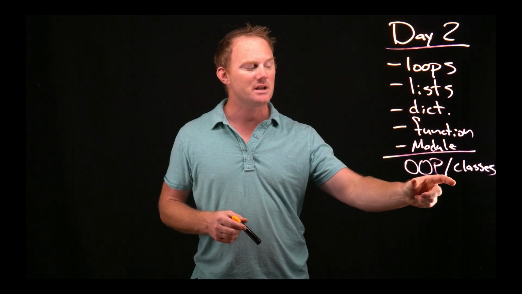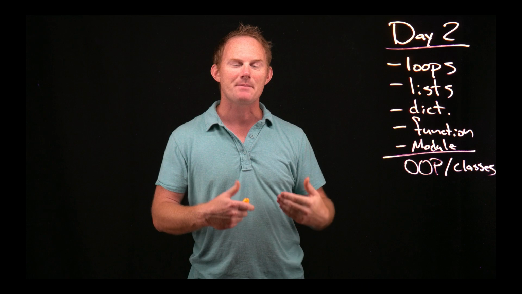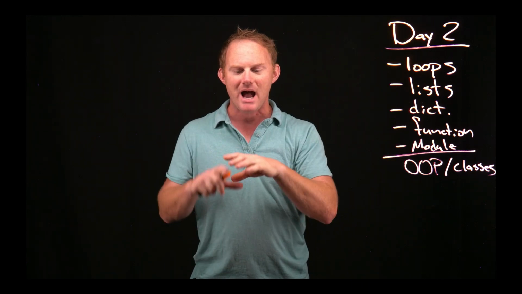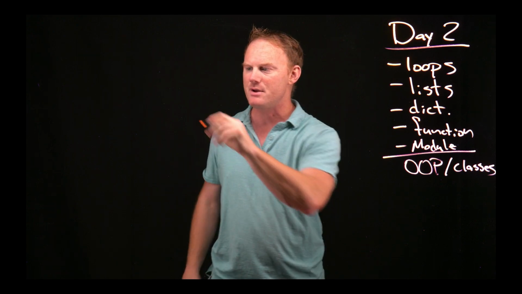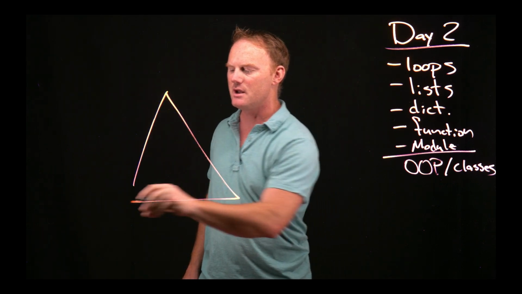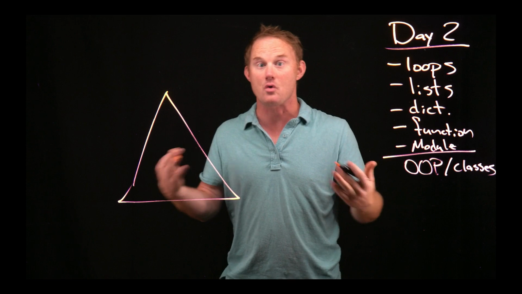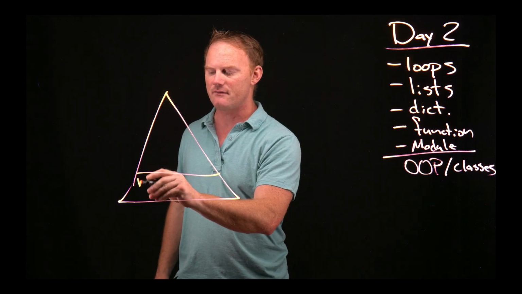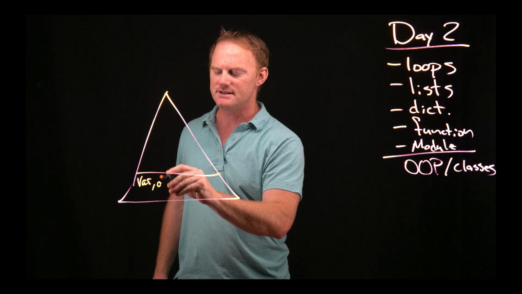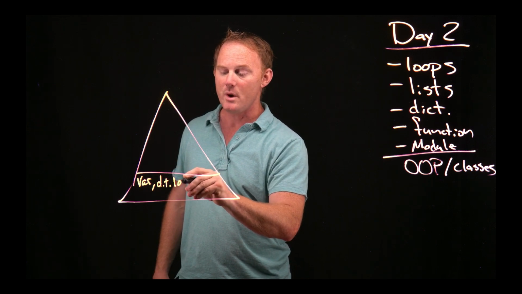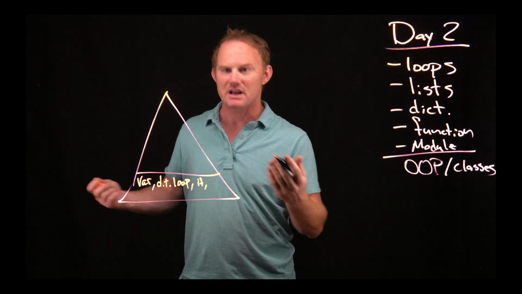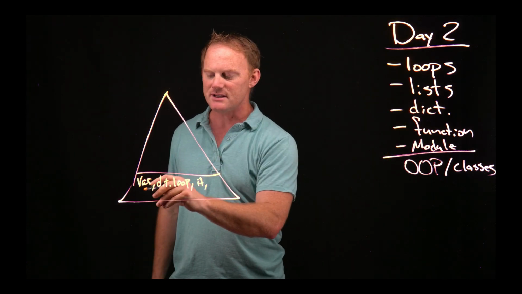OOP and classes I put kind of on its own because that's more of an architecture. This stuff, as well as the things we've already done, I put on the bottom of that pyramid. Remember, we had the pyramid, which was the hierarchy of programming needs. These are the things at the bottom that you cannot live without. Variables, which we've done. Data types, which we've done. We are going to add to that loops. We did conditionals, if statements. We've got these other things.